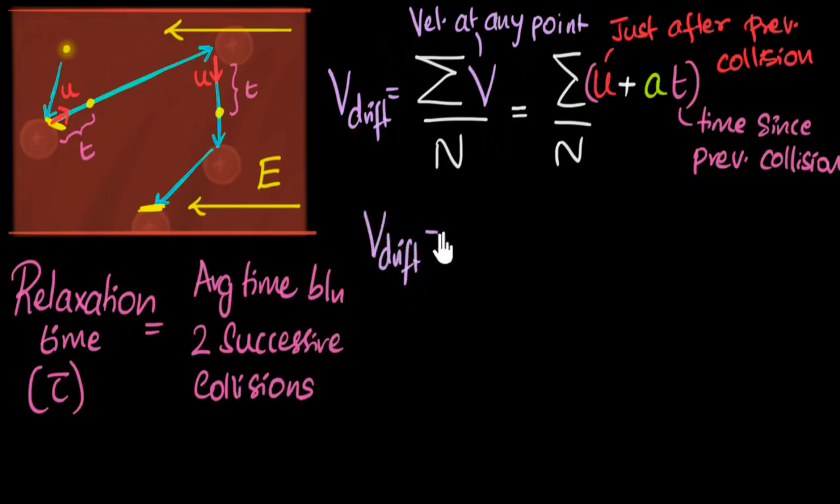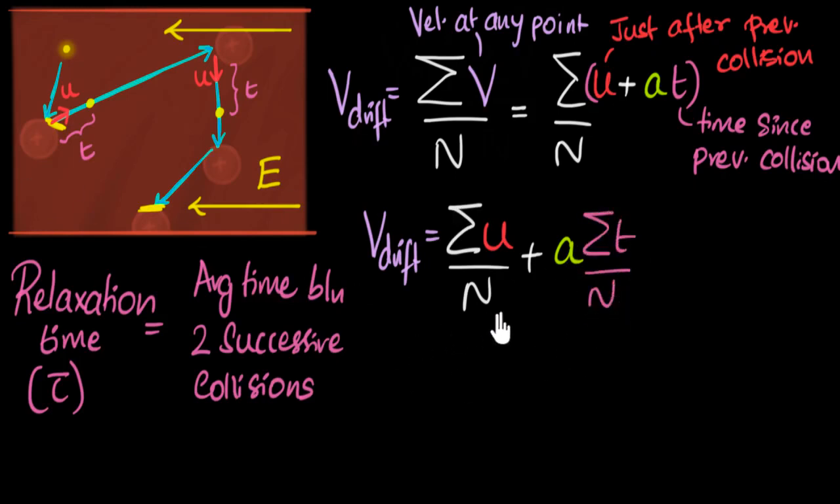So if I now calculate the drift velocity, I can distribute this summation. So I'll get sigma u divided by n, plus a times sigma t divided by n. And let's see if we can simplify it even further. Let's start with this one.